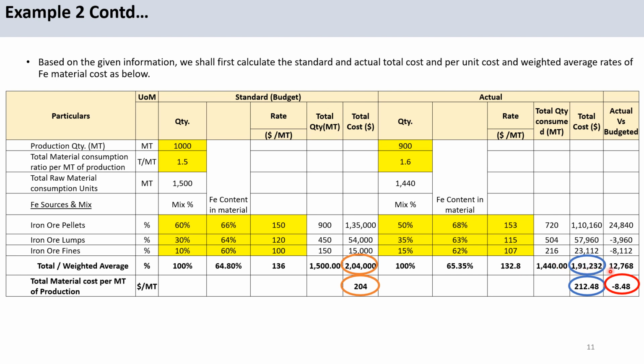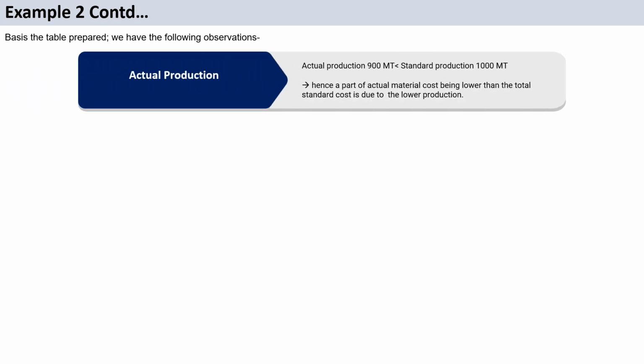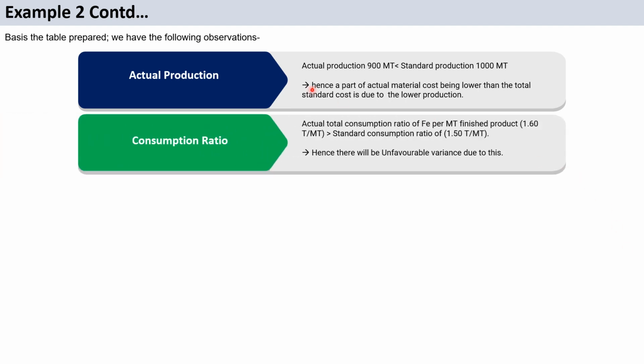And the total positive variance is $12,768, because as per budget the cost would have been $204,000, whereas actual raw material cost is $191,232. So we get a favorable variance of $12,768. Now we have to match this $12,768 in various methods. Now example 2, if we continue, actual production.